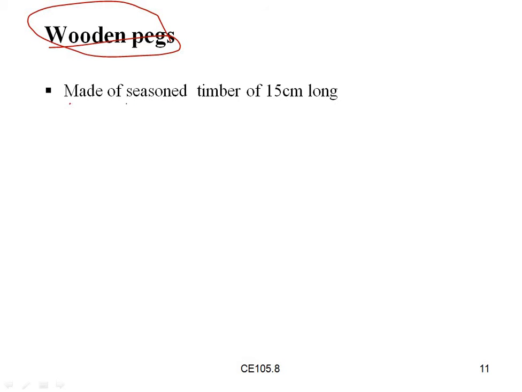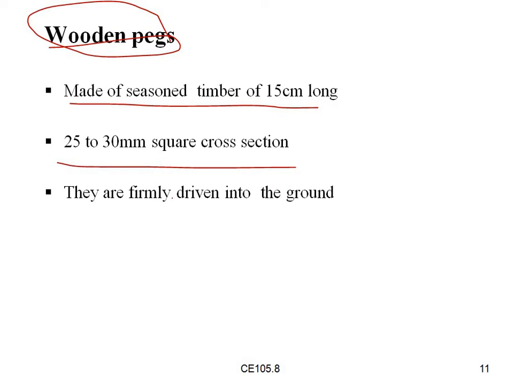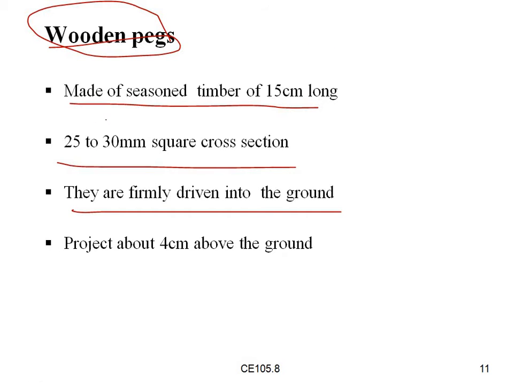So wooden pegs, how will they be? They are made of seasoned timber, 15 centimeters long. They will be available in pieces of 25 to 30 mm square cross section. And they are firmly driven into the ground. By hand they can be driven into the ground very easily, and they project about 4 centimeters above the ground.